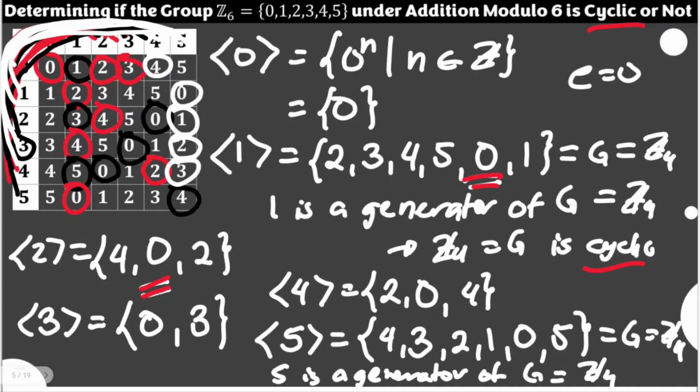This means we have here 2 generators, 1 and 5. But again, even just one of them would tell us that our group is cyclic. Just for the purpose of the question, how many and what are the generators, we have this step. Thank you very much for watching.